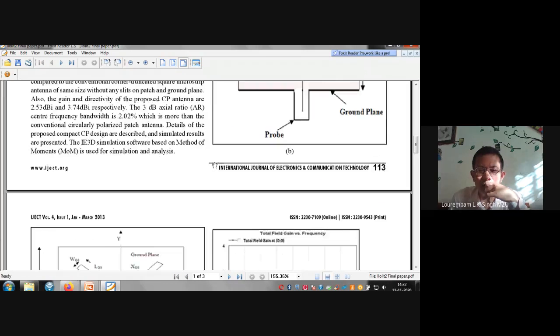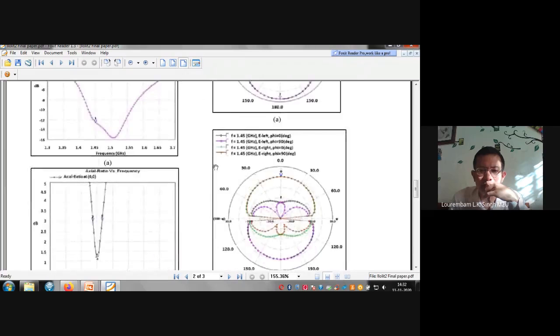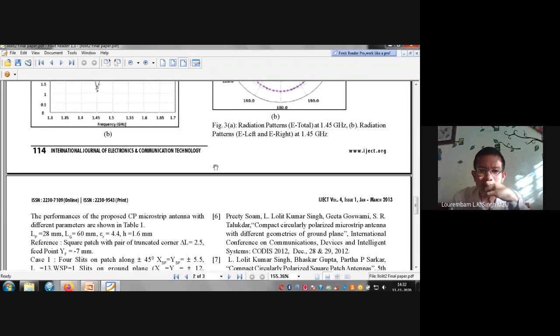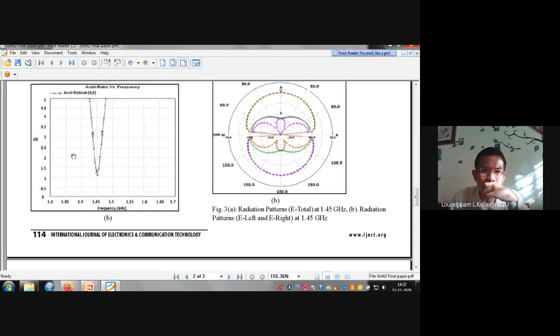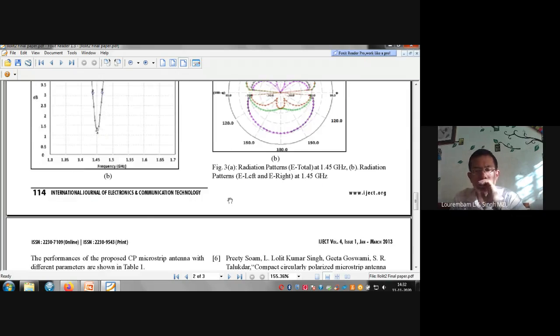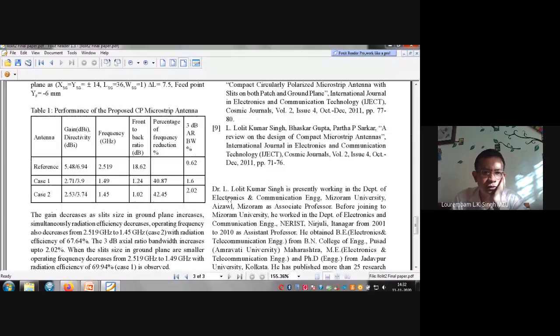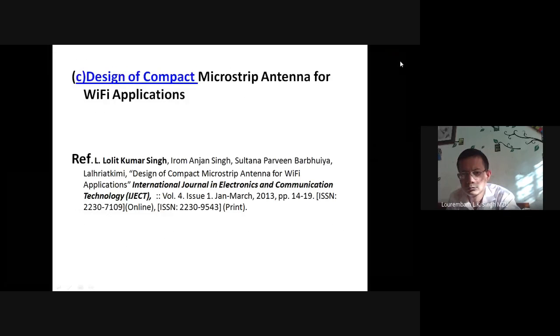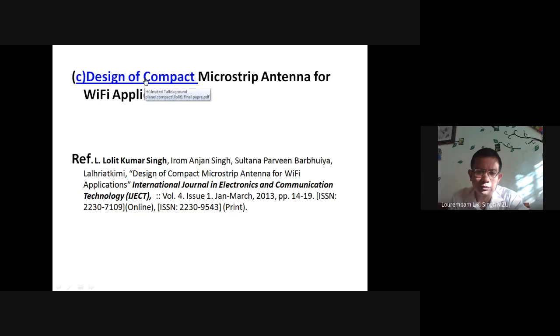A 42.5% reduction in the percentage takes place with this kind of structure. This is circularly polarized, so the axial ratio is below 3 dB. 3 dB is here, so it is below 3 dB, so it can be called circularly polarized. Around 42.45% reduction can be obtained. This is a little old paper, but this was designed for Wi-Fi kind of antennas.